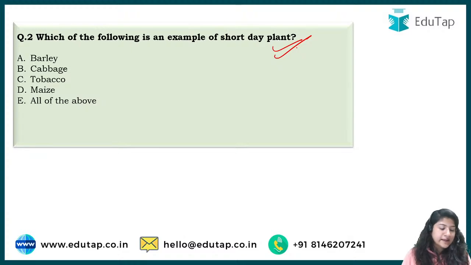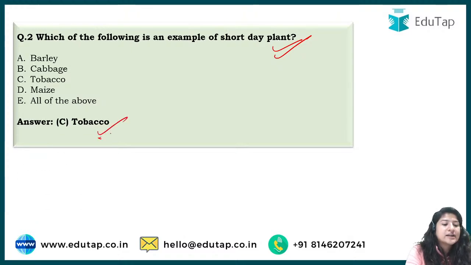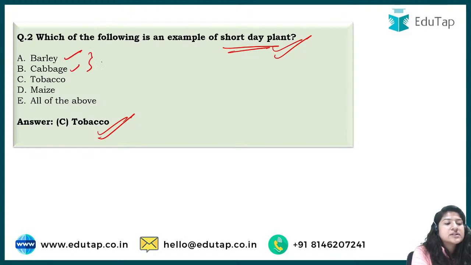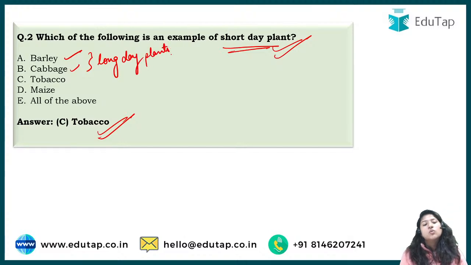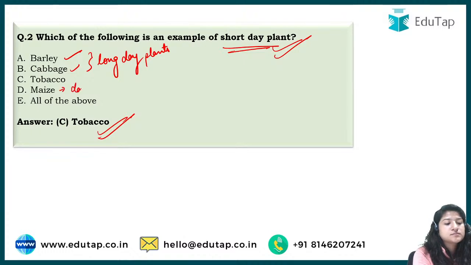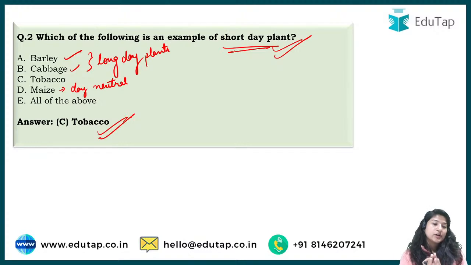Yeah, so the correct answer to this is option number C, that is tobacco. It is a short day plant. All right, barley and cabbage are long day plants, and maize is day neutral. All right, so what is the difference? See, I'll tell you a trick here, okay? Because most of the people are confused afterwards when they go through it and when they revise. So that is why I'm explaining something, so that you have an idea when you study afterwards.